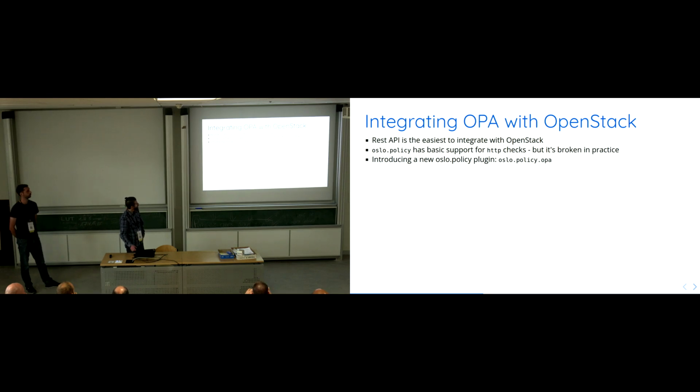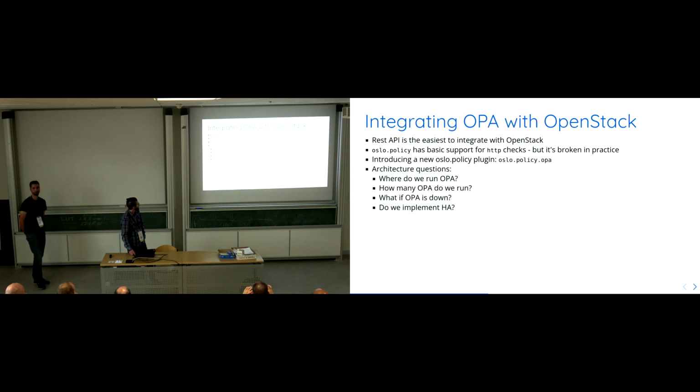There was already a talk about the same topic in 2018 in Berlin. We went basically one step further and actually rolled out everything in production. So anyway, we are just introducing yet another plugin into Oslo policy, which directly invokes OPA. Now the architectural questions: where do we run OPA? How many OPAs do we run? All the normal stuff.